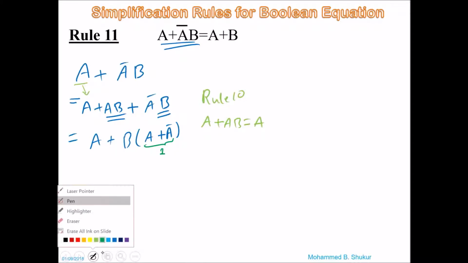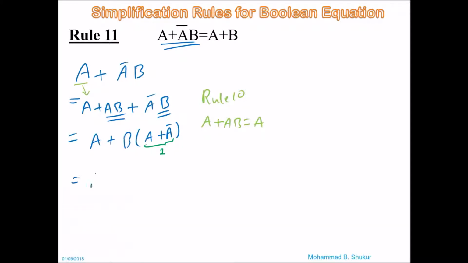And we know a or a bar equals 1, from the rules. So here we have a or b and 1, and b and 1 equals b from the rules. So we have a or b. So by this way we prove that the left hand side equals the right hand side.